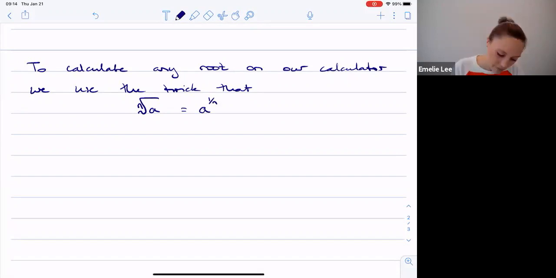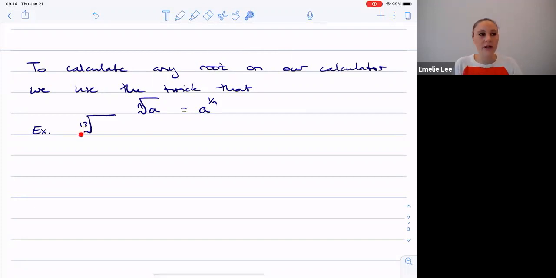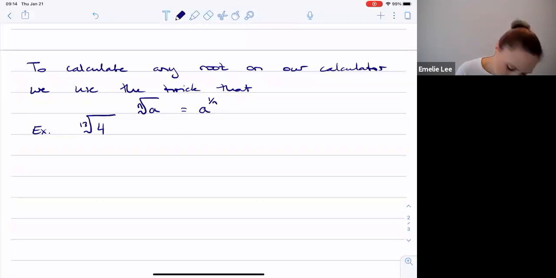So, for example, if I want to take the 13th root, and remember to show that you're taking the 13th root, you kind of put the 13 inside the hook. I didn't do a very good job here, but as long as you're showing that the nth root is going inside the hook, then that's good. So then let's say the 13th root of 4 on your calculator, you would have to do 4 to the power of 1 over 13, okay?